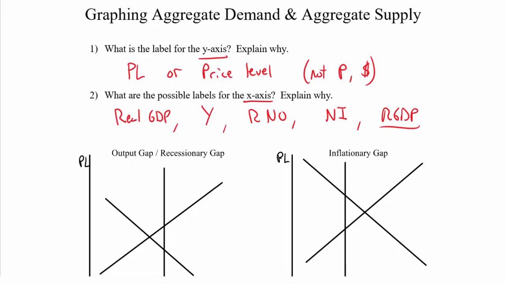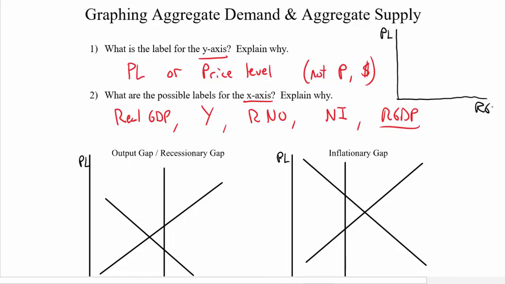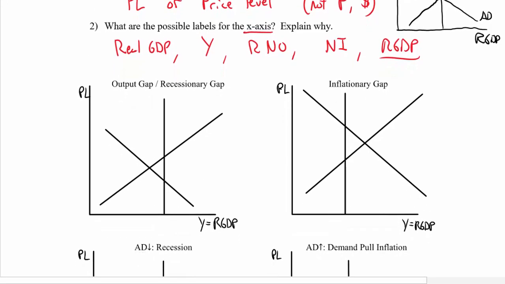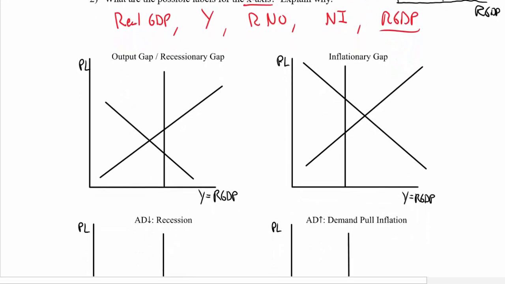And I want to quickly just sketch this on the side. If we're in long run equilibrium, we're going to have our price level, we're going to have our real GDP, and you have your long run aggregate supply, which is always going to be vertical. We have our short run aggregate supply, and we have our aggregate demand. And when all three lines cross in the same place, you've got your long run equilibrium. The graphs that I'm going to show you down below are going to be variations or deviations from our long run equilibrium. And the first one I want to show you is an output gap or a recessionary gap. So basically this is going to be a recession.